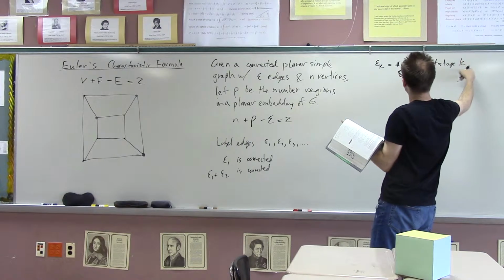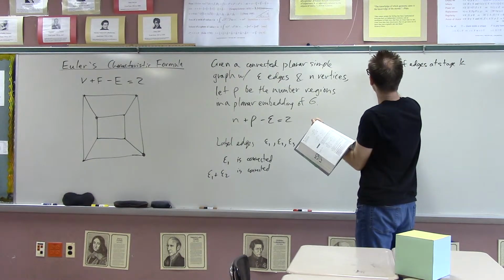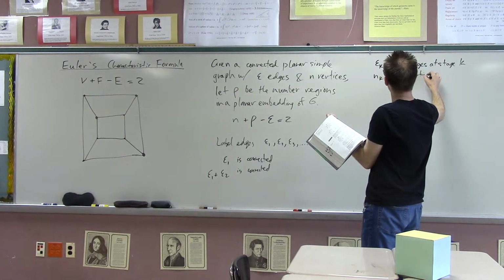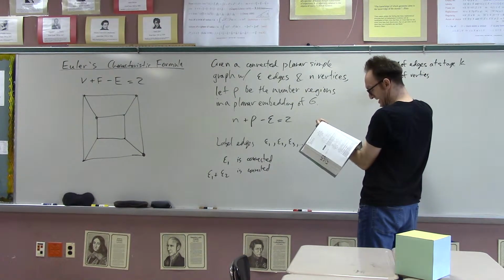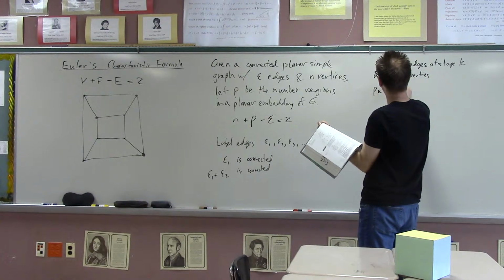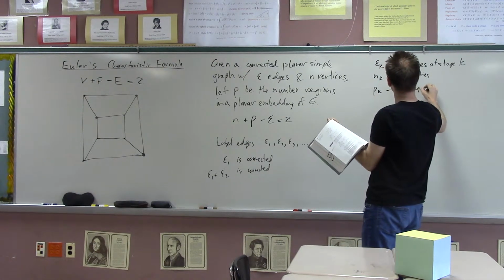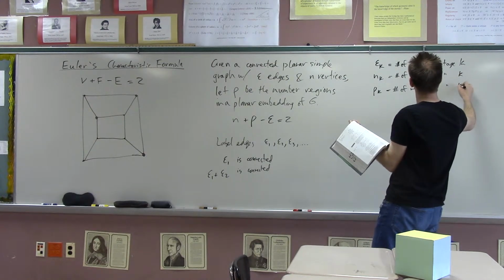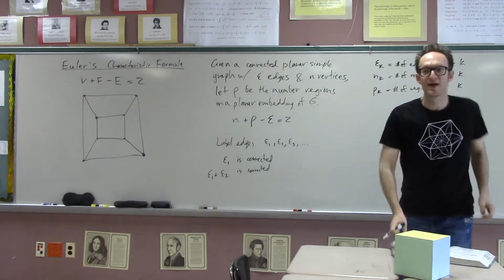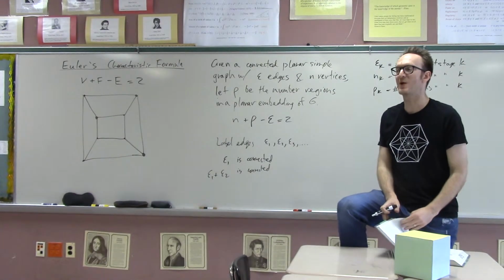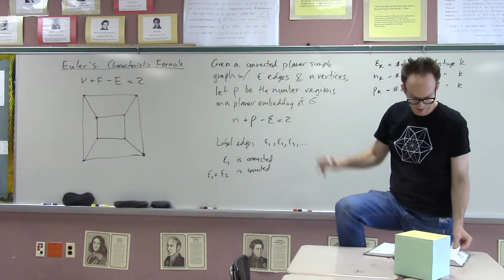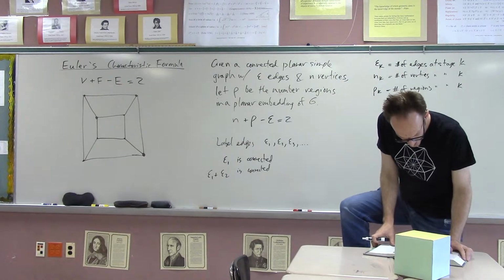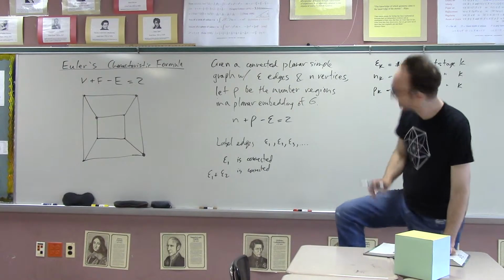And similarly, define n sub k to be the number of vertices at step k. And let rho sub k be the number of regions at stage k. What we're going to show is that at every stage, as you add an edge, this relationship is preserved. There are only two places to start.